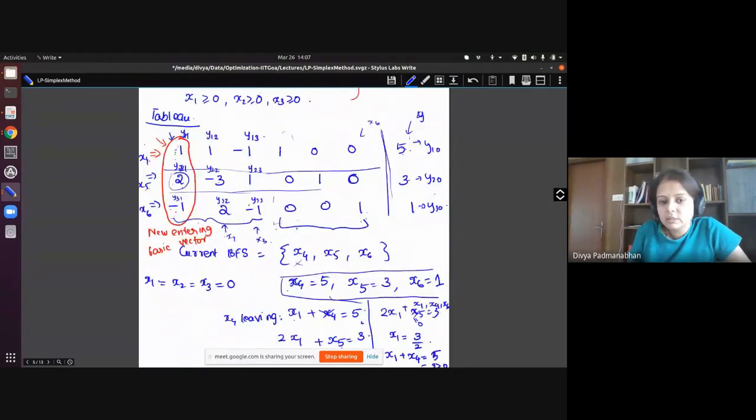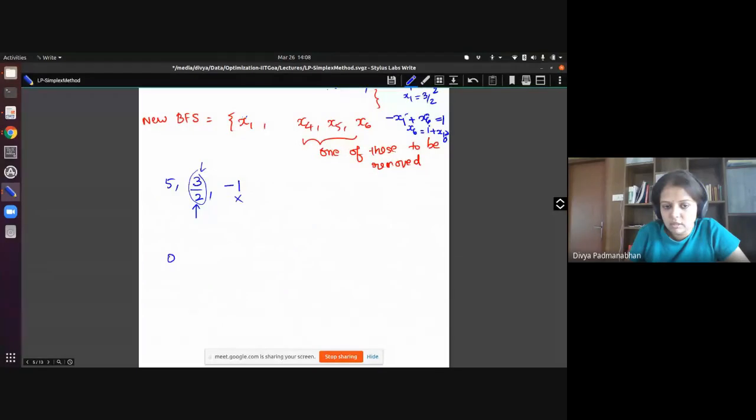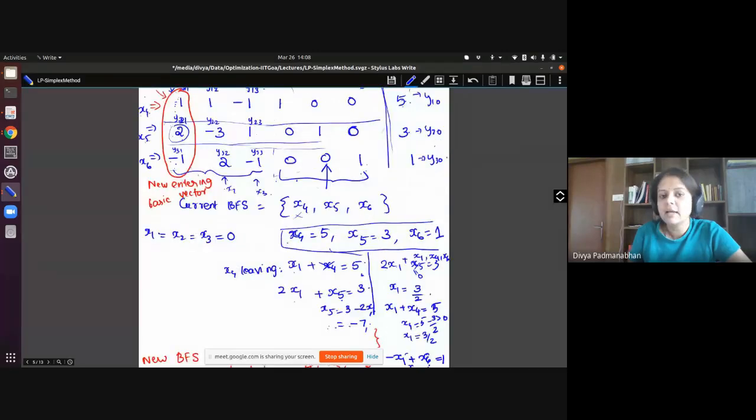So this column was going to be the pivot. And in fact, x5 was going to leave the system. So then what it means is that the first column has to be made 0, 1, 0. In the revised tableau, you want the first column to start like this, 0, 1, 0. Now to do that, what you will do is row operations.